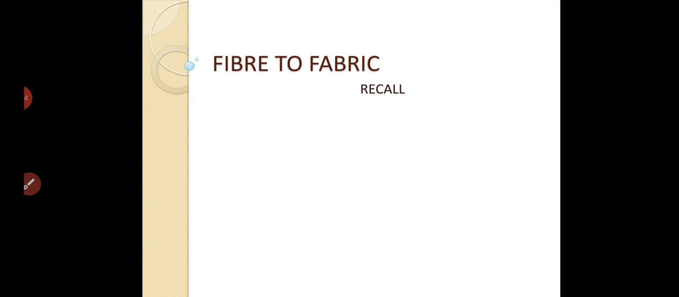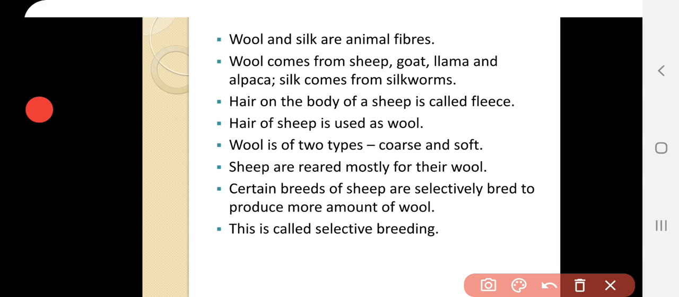Today we are going to recall the important points in chapter 3, Fiber to Fabric. Wool and silk are the animal fibers. Animal fibers mean the fibers which we obtain from animals. So wool we obtain from sheep, goat, llama, alpaca, and silk comes from the silkworms. So these are the sources.